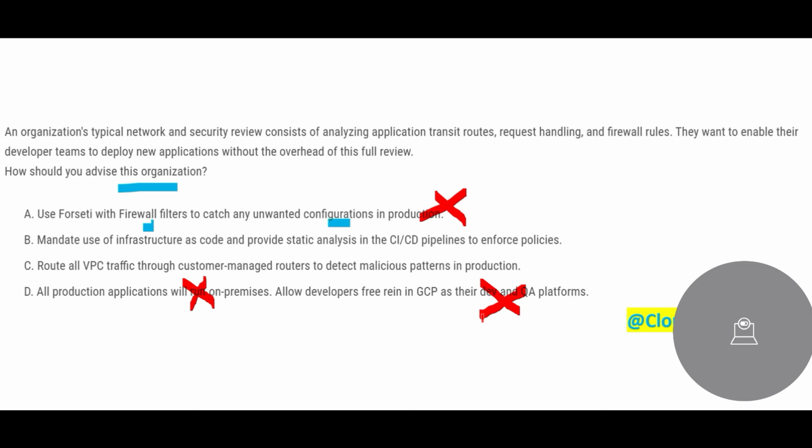Now C says, route all VPC traffic through customer managed routers to detect malicious patterns in production. See, we are deploying an application. Review happens on what? On the application. The problem is not which bad player is trying to access your system. That is not the problem statement here. The problem statement is I have my application code, you used to review it. If I don't review it, how should I deploy? What should I do?